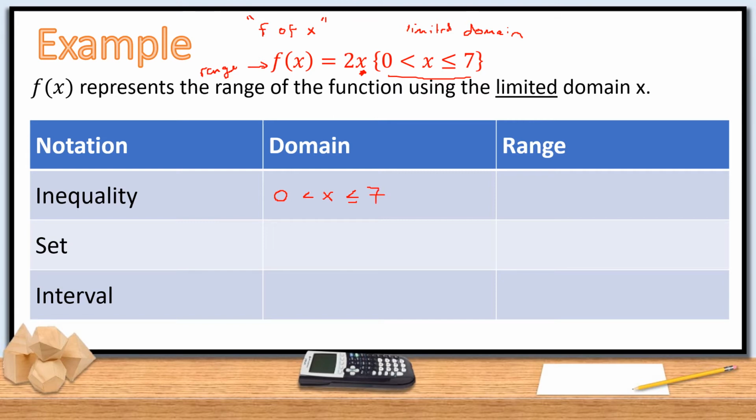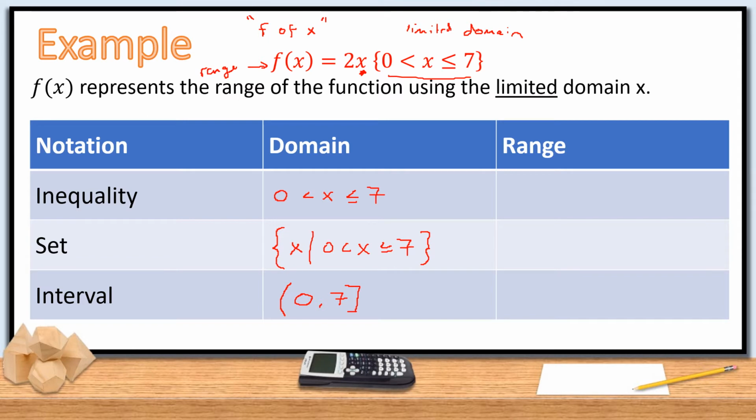Set notation, we get our set bracket. We're talking about x, vertical line such that, and then our inequality goes in the exact same. And then interval notation, lowest value 0, highest value 7. 0 was not included, so it gets a round bracket. 7 was, it gets a square one.